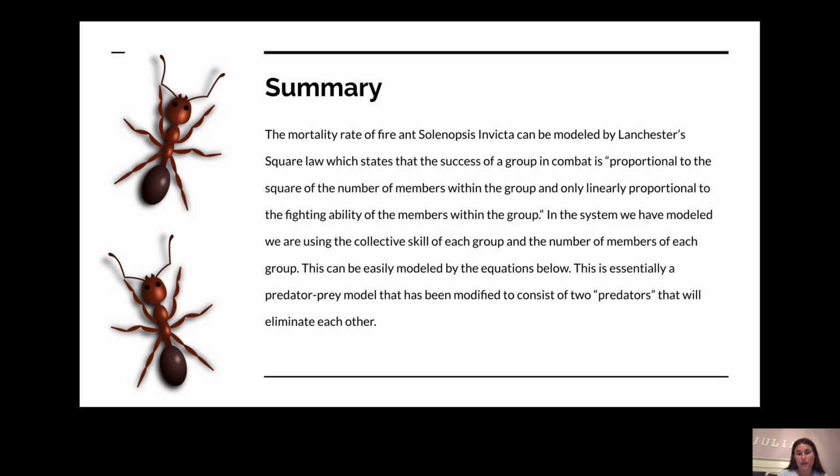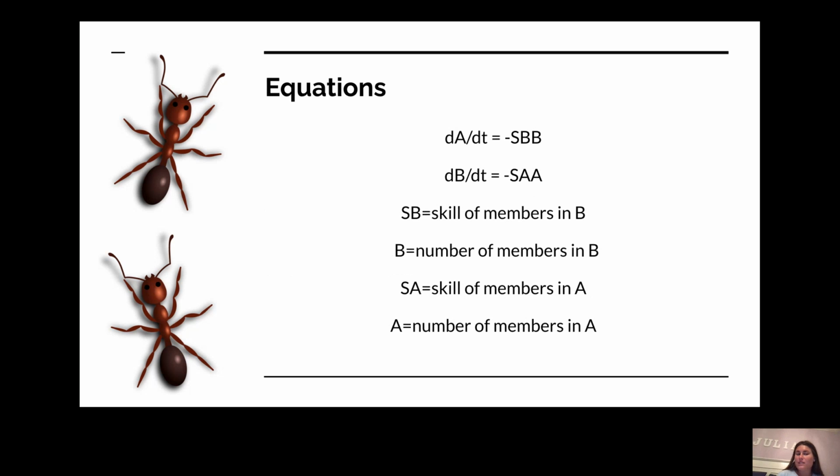In the system we have modeled, we are using the collective skill of each group and the number of members of each group. This can be easily modeled by the equations below. This is essentially a predator-prey model that has been modified to consist of two predators that will eliminate each other. The equations I mentioned in the summary before are shown here, where the derivative of A equals the negative skill of members of B times the number of members in B, and then vice versa, the derivative of B equals the negative skill of members in A times the number of members in A.